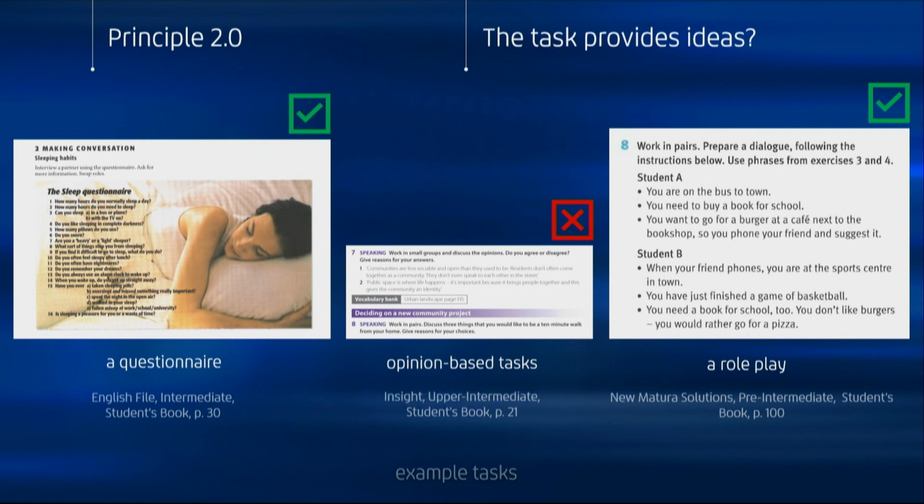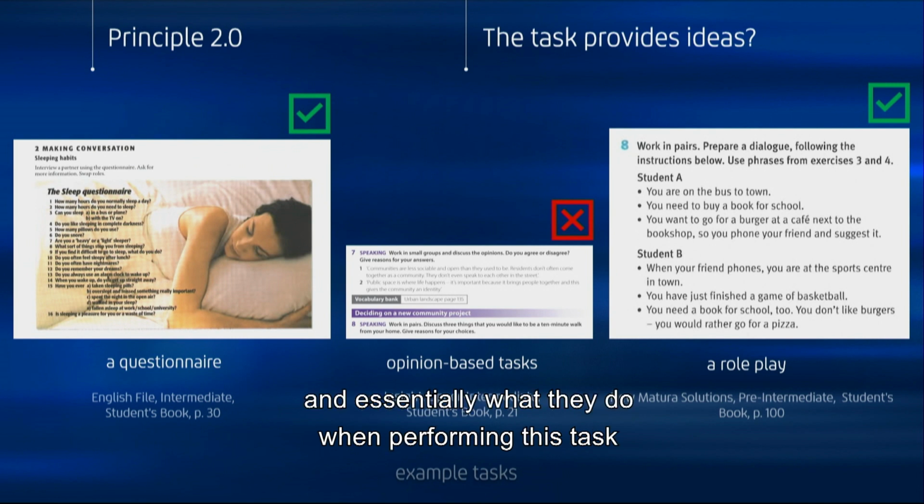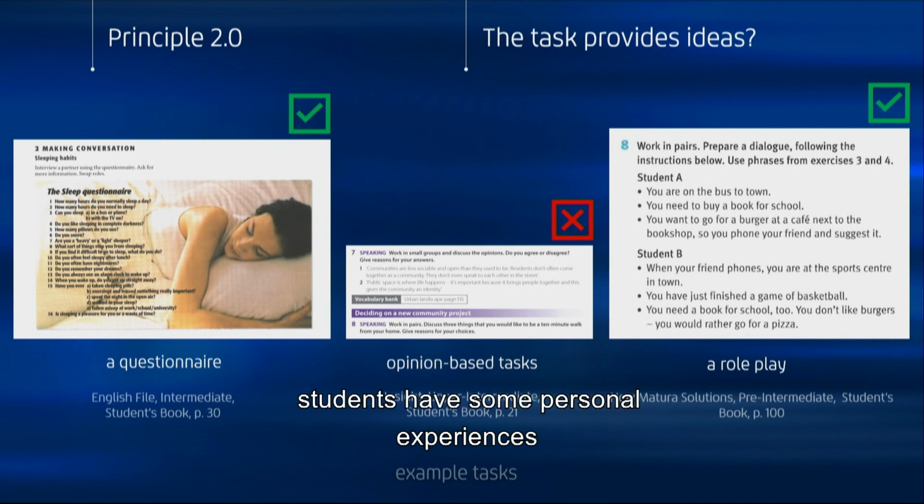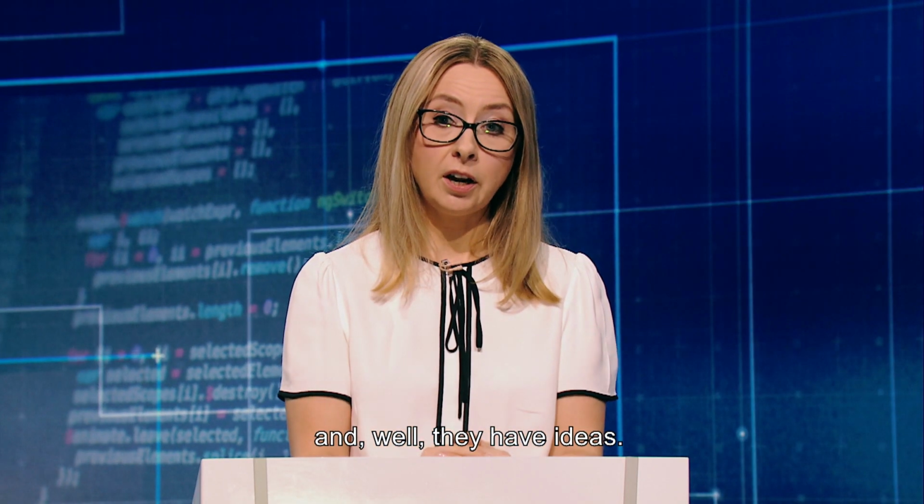to what extent. So in the questionnaire, the students get a set of 15 questions connected with their sleeping habits, and essentially what they do when performing this task is ask and answer these questions. So, all of us sleep, so students have some personal experiences and they have ideas.